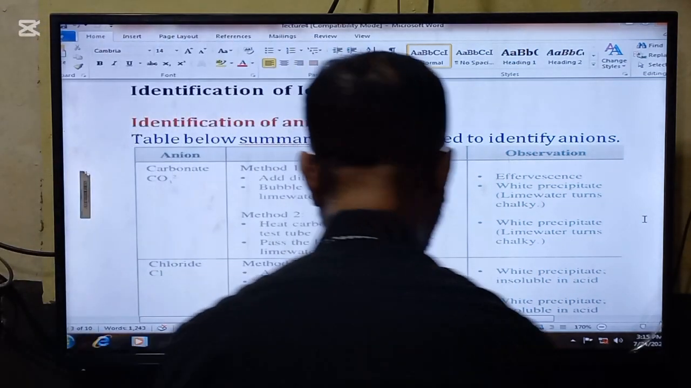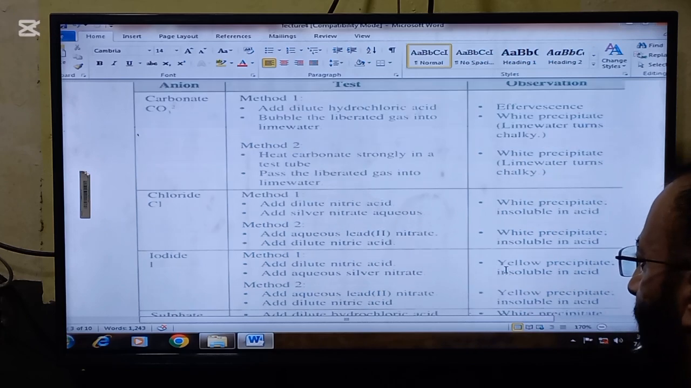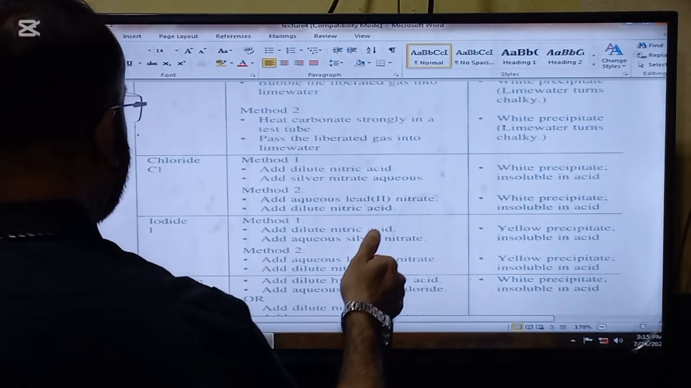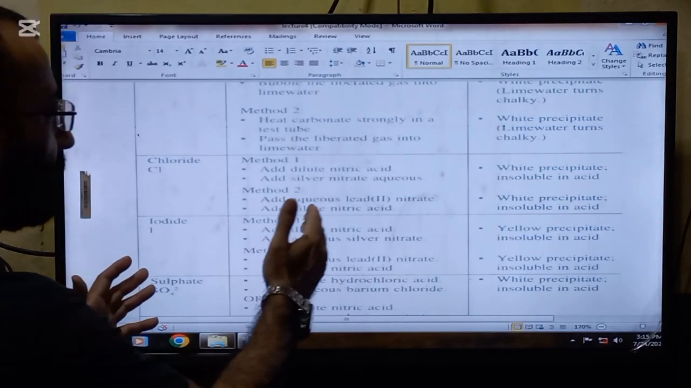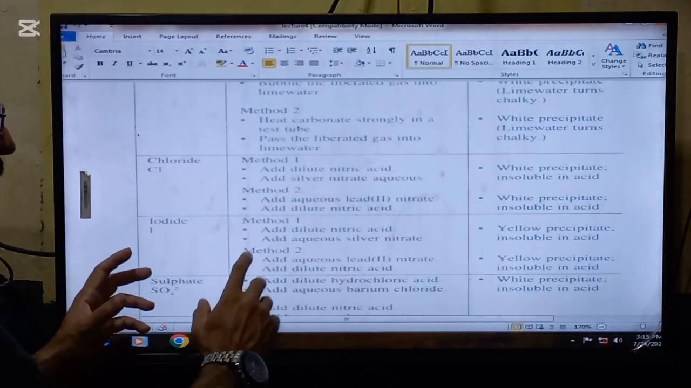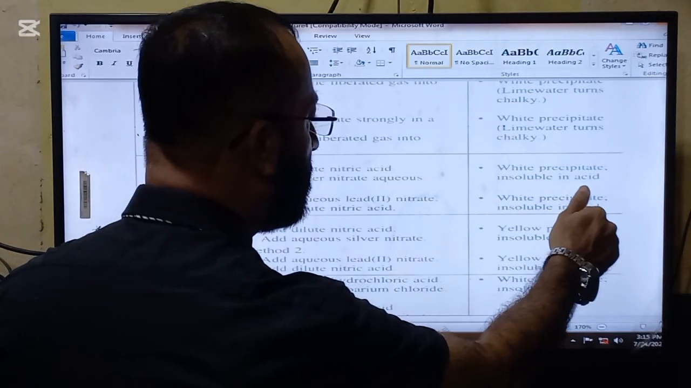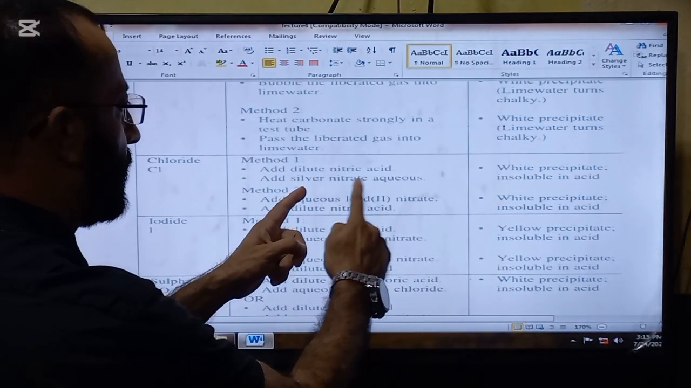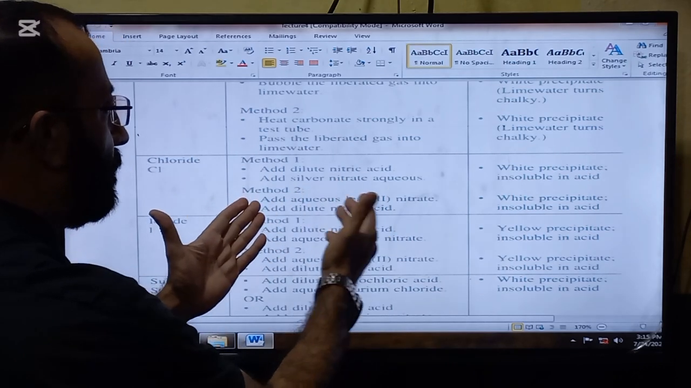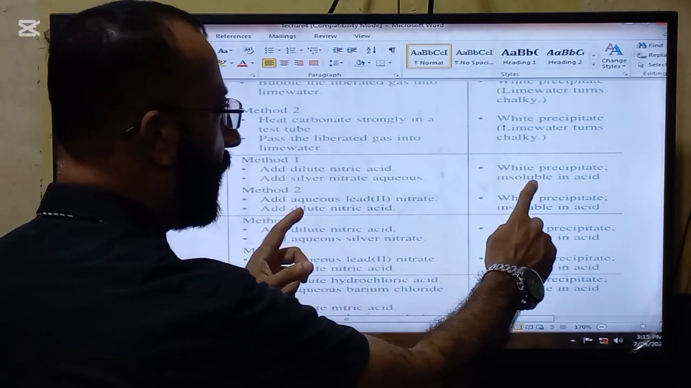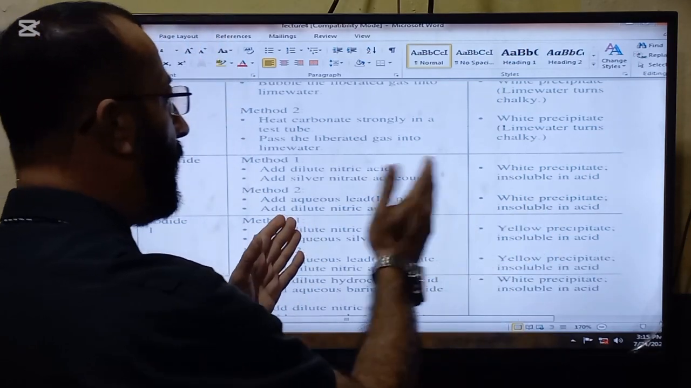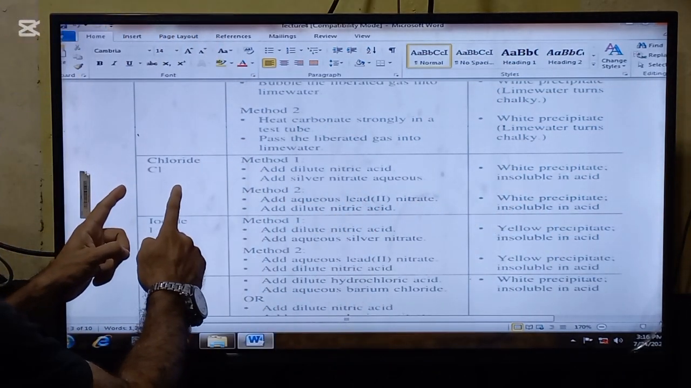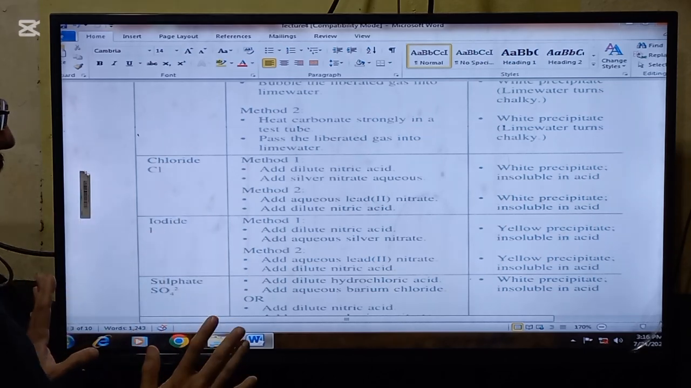The next anion that we are going to identify is the chloride ion. There are again two methods. The first method is to add dilute nitric acid and add aqueous silver nitrate. If we observe that a white precipitate is formed that is insoluble in the acid, nitric acid, then that will be the sign that this anion is the chloride ion.